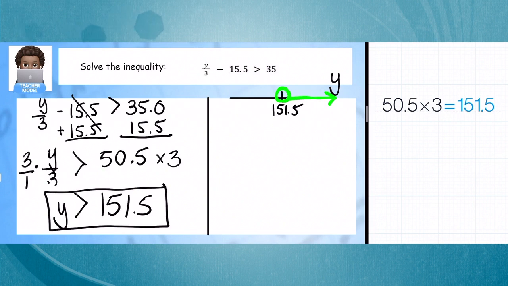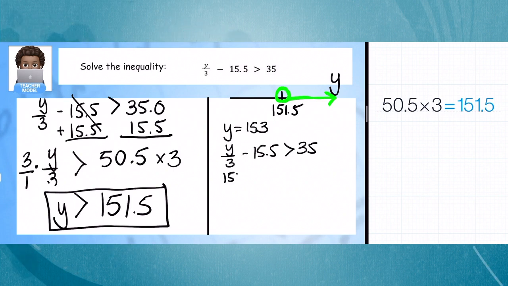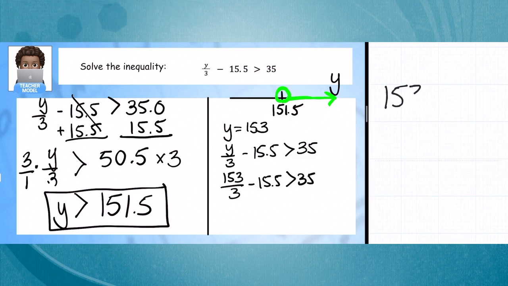And I'm going to test it when y is equal to, I'm picking any value, just a value that's over here. I'm just going to pick 153. I'm going to sub this in. Y divided by 3 minus 15 and 5/10 is greater than 35. 153 divided by 3. 153 divided by 3 gives me 51.